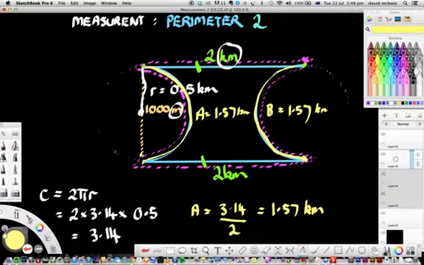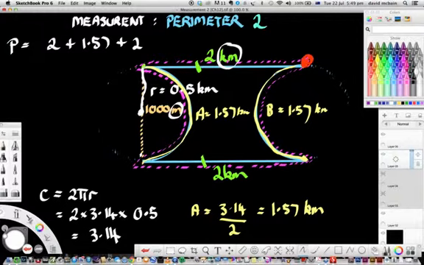So now we can work out our full distance, our full perimeter of the shape. Starting from here, it's going to be 2 kilometres plus this distance around here, which is 1.57, plus 2 again, plus 1.57 again. So if we write all that down now, the perimeter is equal to 2 kilometres plus 1.57 plus 2 again plus 1.57 again.